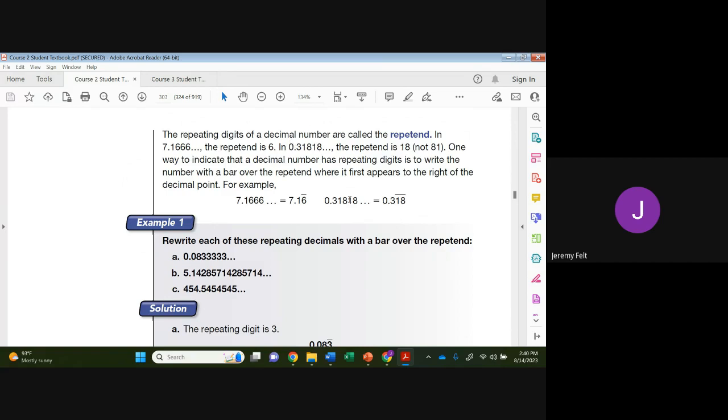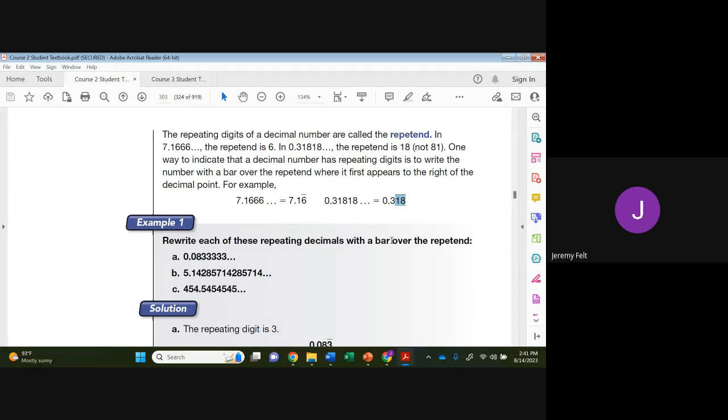So for this example, 0.31818181818, it's going to continue on forever. It's 18 that's repeating forever, not the 3. It's the 1 and the 8, not 81. It's 18. So we put the bar over the 1 and the 8. In this example, the 6 is repeating forever, so we put the bar over just the 6. We put it over one digit in this number, and over 2 digits in this example.